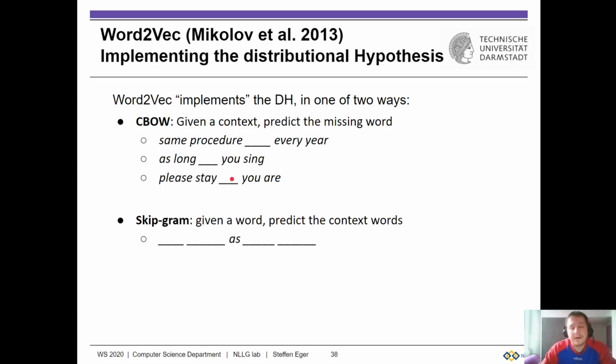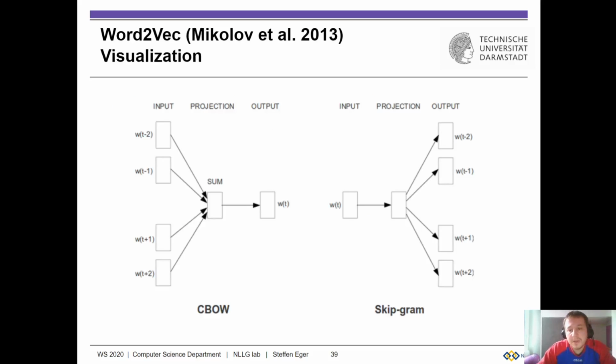And why does this make sense? It makes sense because if we know the context of a word, we also know its meaning to a high degree, right? And that's why it makes sense to use such a model to capture semantics. Now, how is that implemented in practice?